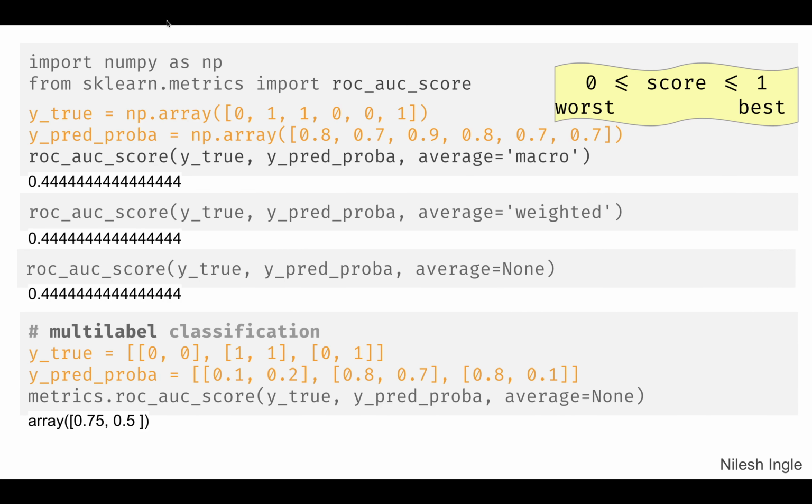And here is an implementation of the roc_auc_score. We have y true, and then we have the y predicted probabilities. Based on that, we can get the score values that are shown here. And it can also be used for multi-label classification, which is shown down below.